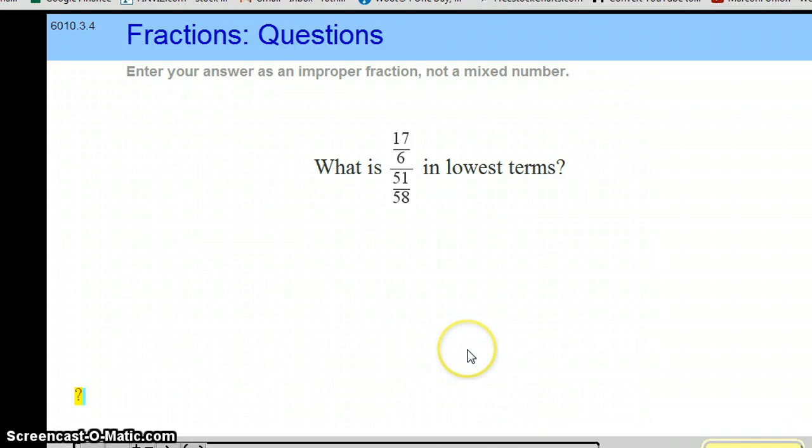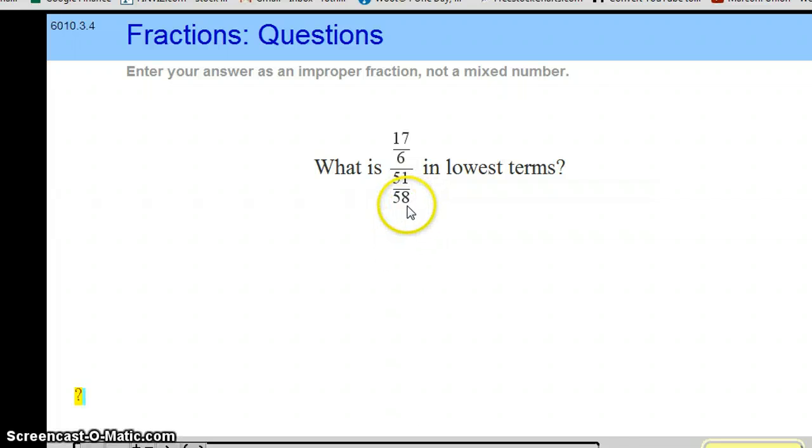Hey there, so this video is on fraction questions, and I got a question about dividing fractions like this. I know it's kind of hard to see in this one, but this is a division problem. This is 17 over 6 divided by 51 over 58.